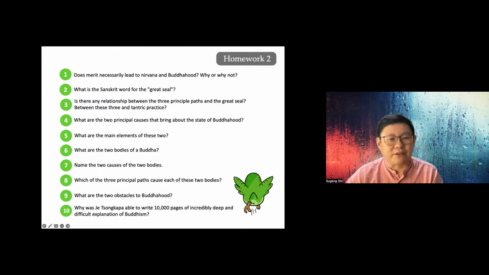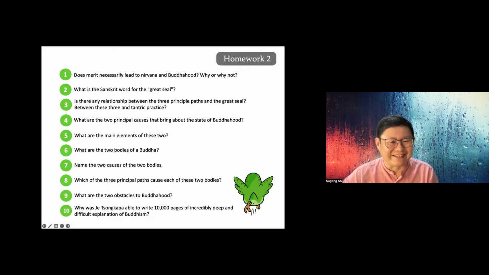Which of the 3 principal paths cause each of these 2 bodies? So we know already the Rupakaya is caused by the renunciation and the bodhicitta. And then the Dharmakaya is by the wisdom. What are the 2 obstacles to Buddhahood? Basically, the obstacles to negative emotion, which is going to be covered in level 6, and also the obstacles to omniscience, right?